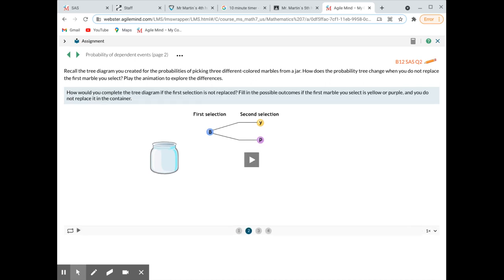All right, let's take a look at what would happen if we were to select yellow first. Sanaya, if we picked yellow, what would be left to pick the second time?